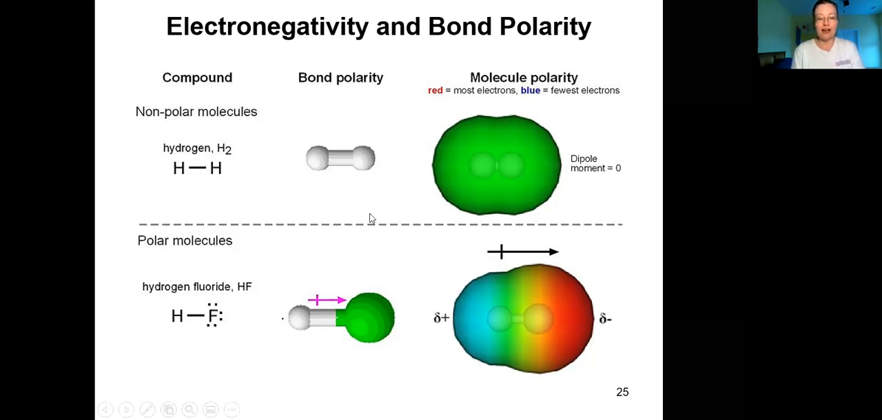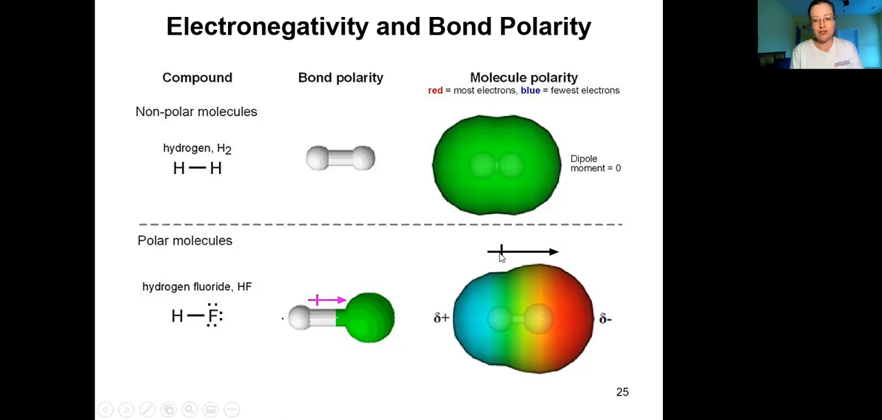Now, I can have a polar molecule where I have a bond between hydrogen and fluorine, where fluorine is much more electronegative than the hydrogen. The electrons are being attracted or pulled more towards the fluorine atom. Notice how this arrow is being drawn. The arrow is pointing to where the electrons are being drawn.